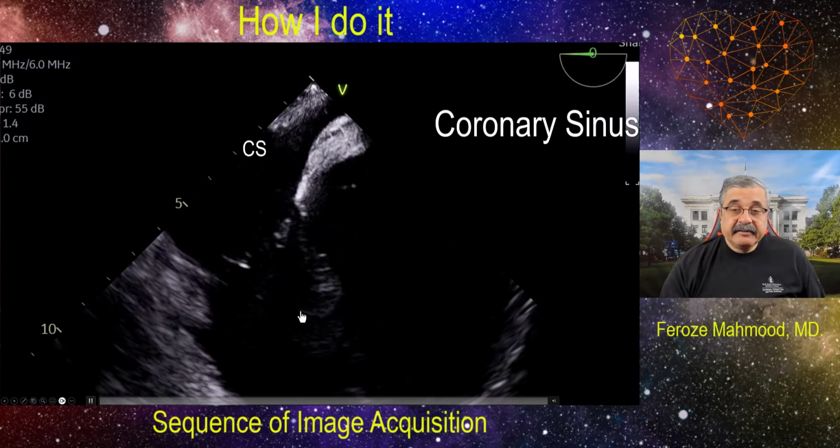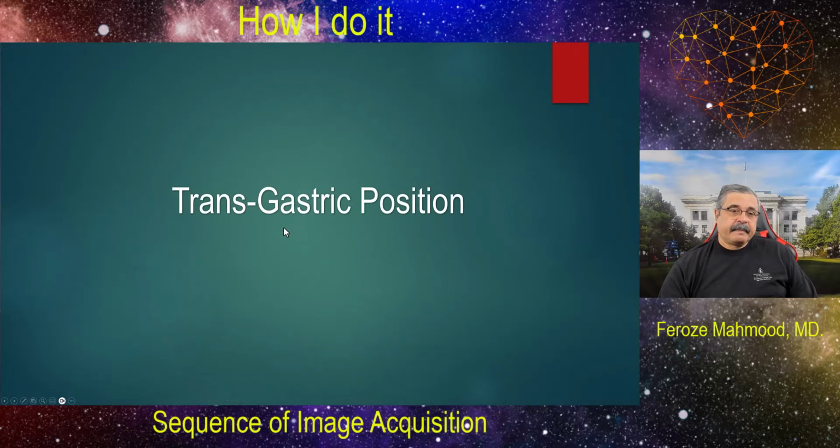Now, as I advance the probe into the coronary sinus, I look at the coronary sinus somewhere between the mid-esophageal four-chamber and the transgastric window to certify that it is present, or the lack of Thebesian valve, as well as the lack of dilation, to rule out a left-sided SVC.